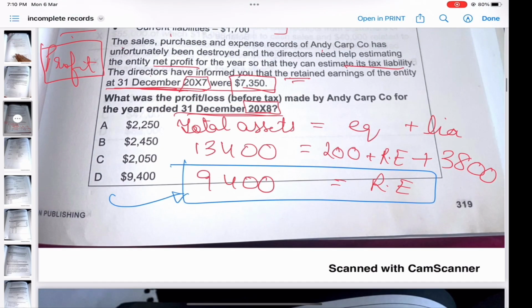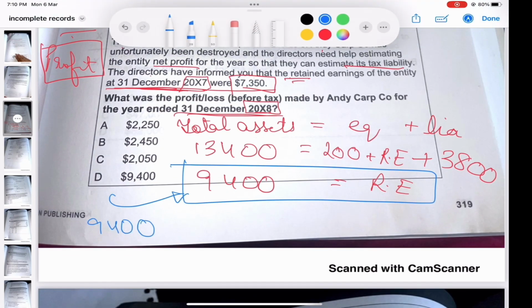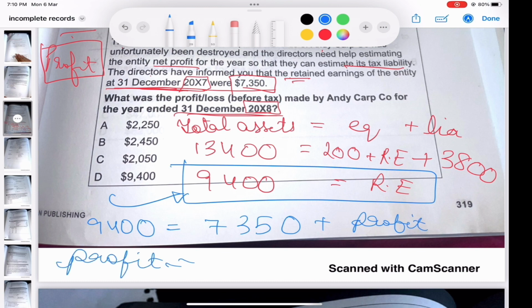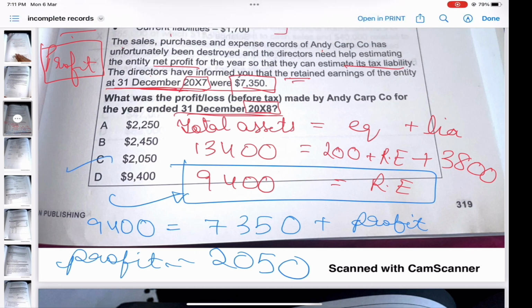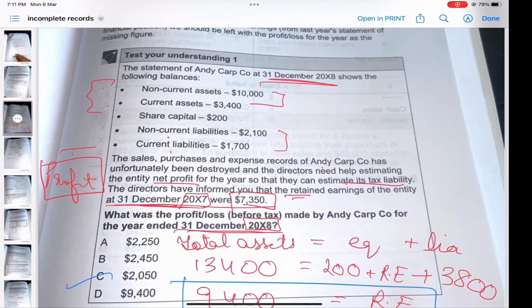In the question, we have been given the opening retained earnings. So now the closing retained earnings is equal to the opening retained earnings plus profit or minus loss. So the profit is going to be 9400 minus 7350. That would give you this. That's it. So C is my answer. I hope you got it. Again, if you have any confusion, then check the formulas again and make sure that you are writing everything down in your notebooks.